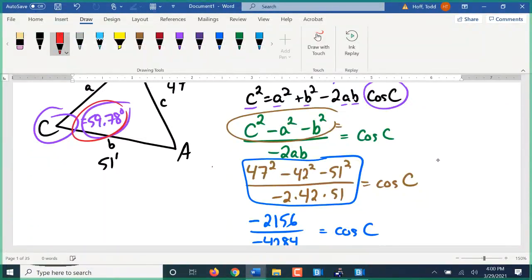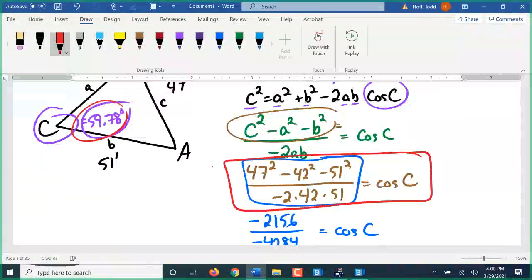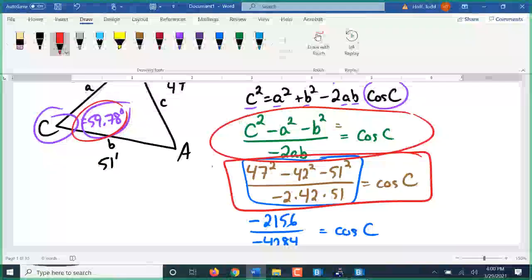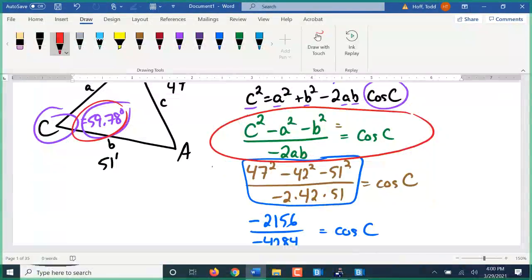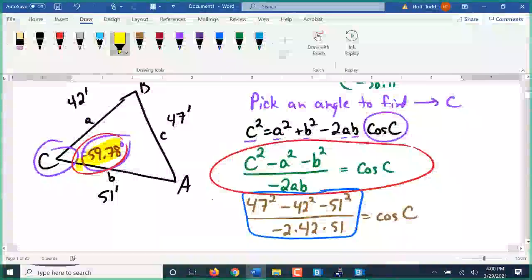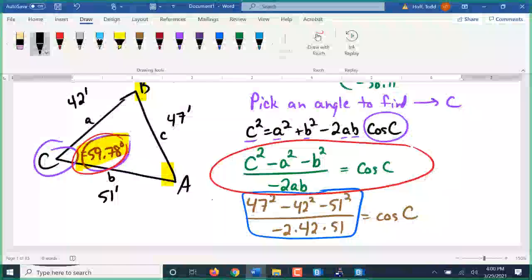So this formula right here is a handy version of the law of cosines to have down: the cosine of C equals C squared minus A squared minus B squared over negative 2 times A times B. Now, of course, once we have this one angle here, we can find the other angles just using the law of sines. So we're not going to worry about going back and finding those.